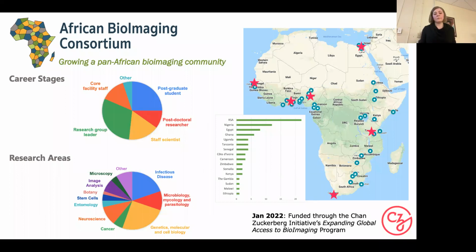Very excitingly, from January last year, we were funded by the Chan Zuckerberg Initiative's Expanding Global Access to Bioimaging program, which has allowed us to continue a lot of our activities and build on what we're doing. So I'm going to run through very quickly what it is that we do and how we try and build the community and empower them.